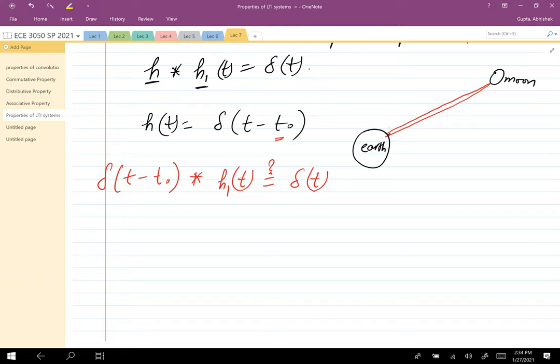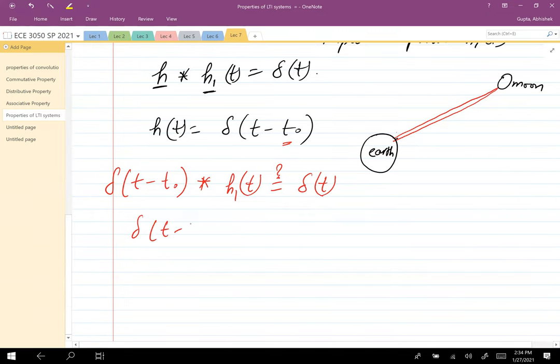Could you add t naught inside of the h1 of t? Yeah, that's the answer. So if I convolve it with delta of t plus t naught, remember this system basically translated the input by t naught amount. So I'm going to just translate it back by t naught amount. So I just added t plus t naught, and this is exactly equal to delta t.